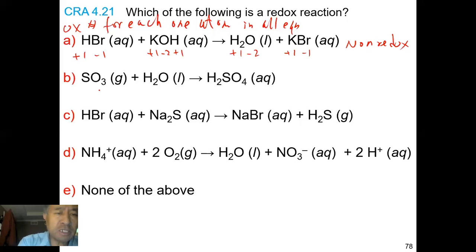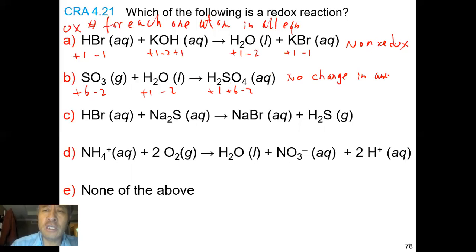Okay, so let's see this one. So this one will be plus 6, negative 2, plus 1, negative 2, plus 1, plus 6, negative 2. No change in any atom's oxidation number. Therefore, it is not a redox.